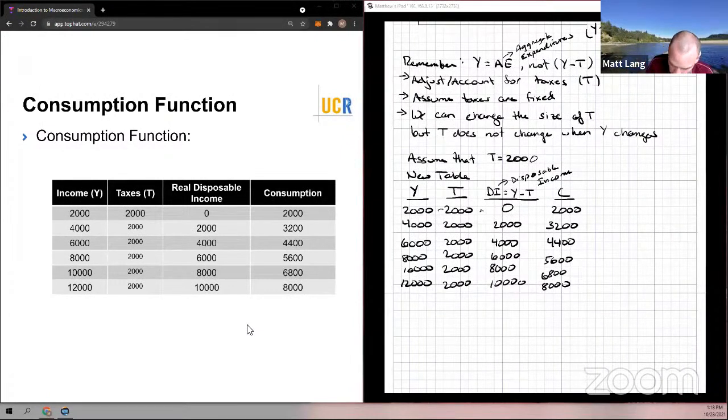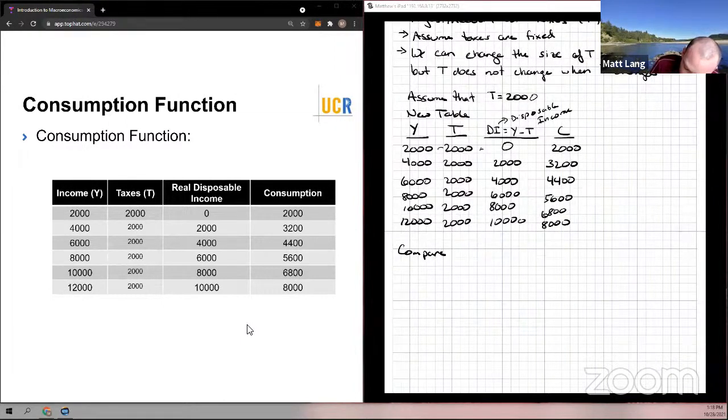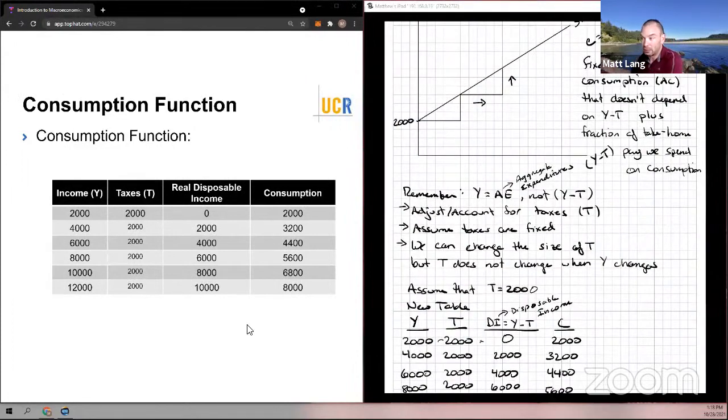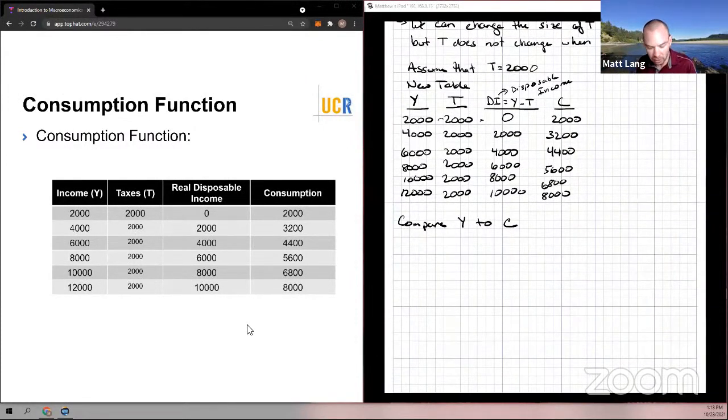Okay, so now that we've got this additional information, now we can go ahead and compare and see how it changes. We can compare Y to consumption. We're going to compare income to consumption because, going back to our goal, we want to get Y equal to spending. Consumption is a component of spending. Let's see what Y and consumption look like.